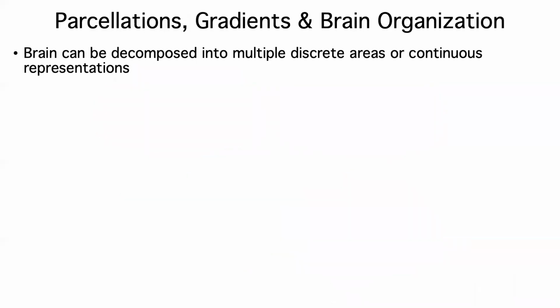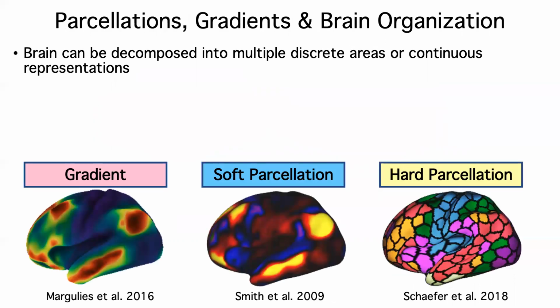So this has motivated many studies to extract discrete or continuous representations of the brain using functional connectivity. Here I'm showing you examples of gradients and parcellations. Gradient techniques look for continuous representations of the brain. Parcellation approaches can be further categorized as soft parcellations and hard parcellations. For soft parcellation, each vertex can be assigned to multiple ROIs, while for hard parcellation, each vertex can only be assigned to one single ROI. In these three examples, we can see they all capture similar default network structure.